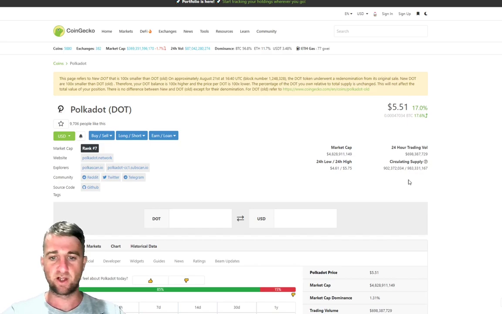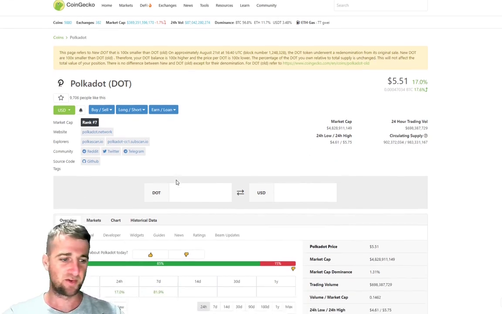The total supply of DOT is 983.3 million, and of that supply we have 902.3 million circulating around the system, whether that be trading or people holding on to them. We have a 24-hour trading volume of just shy of $700 million and a market cap of $4.2 billion. That is massive, 4.2 billion.